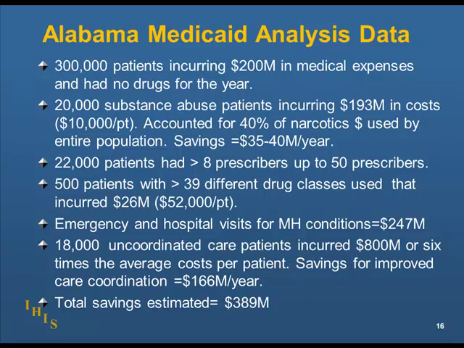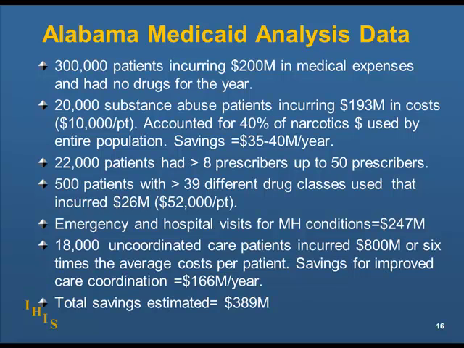We had 20,000 substance abuse patients that incurred $193 million in costs for the year, almost $10,000 per patient. And they accounted for 40% of all the narcotics that the 1 million member population used for the year. Did you hear me? 20,000 patients used 40% of the narcotics that the whole 1 million member patient population used for the year. So we calculated the savings. It's at least $35 to $40 million a year for them.